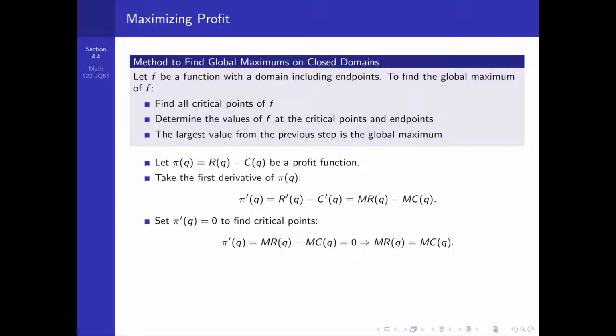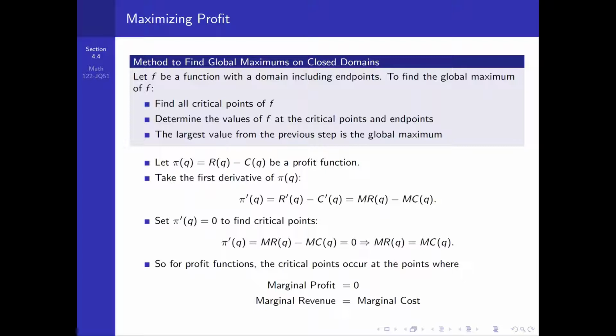And if we take the derivative of the profit function, so we take marginal profit and set it equal to 0 to find the critical points, then you end up with this expression over here. So finding the critical points of the profit function is the same as asking for the points where the marginal revenue is equal to the marginal cost. So I listed that here because it's an important observation that's particular about this profit function.